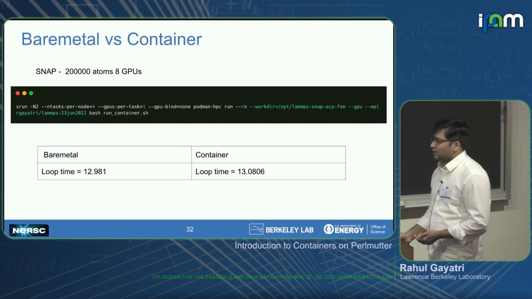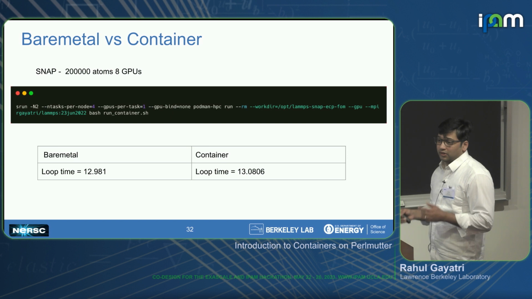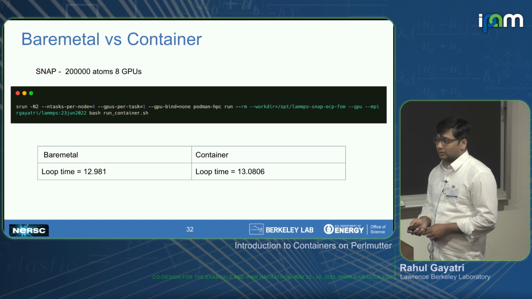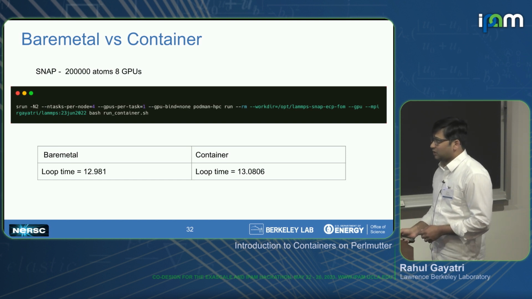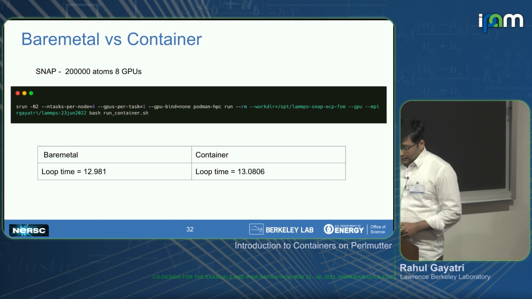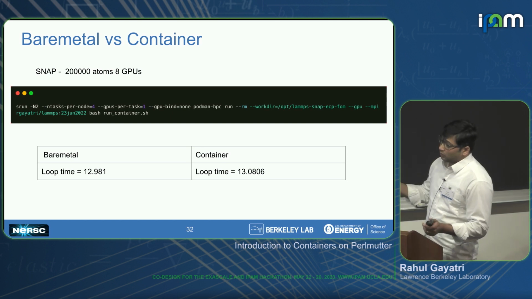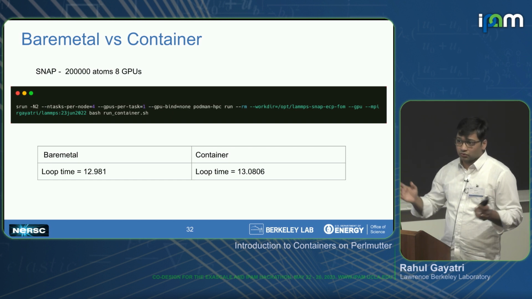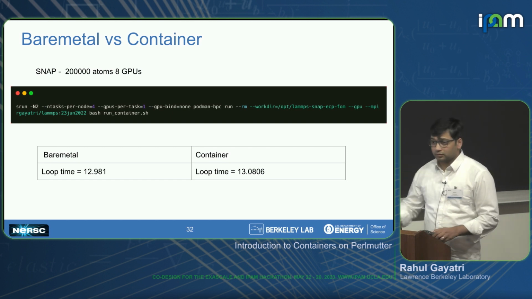But I've run this consistently, and this small amount of difference seemed to be present in all the runs. So I don't know if this is the overhead of running a container. But if it is, then it's a very small overhead, in my opinion, at least. I don't know if that overhead will become bigger if we run on multiple nodes, like a really large number of nodes.